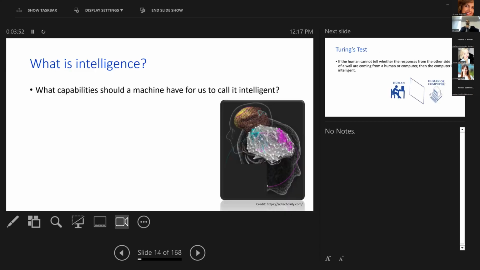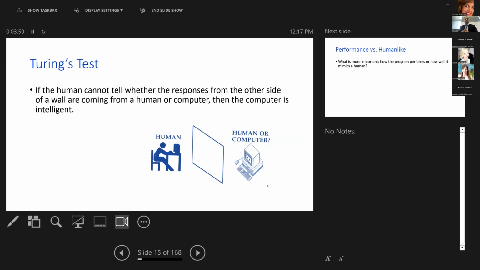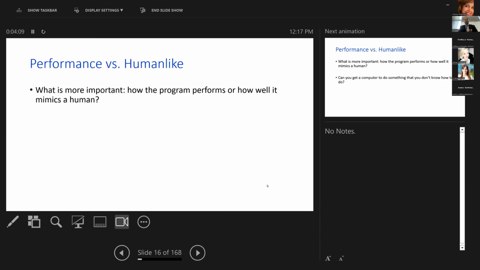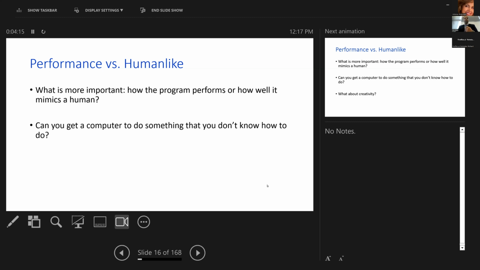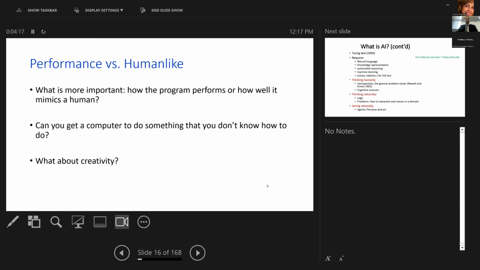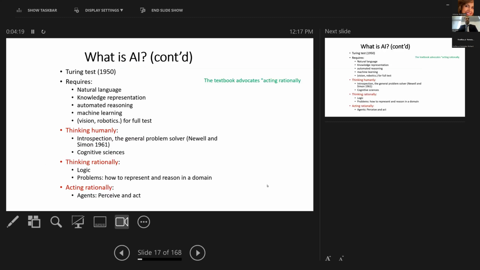So what is intelligence? Okay, so what capabilities should a machine have for us to call it intelligent? There's this test they call the Turing test. It says if the human cannot tell whether the responses from the other side of the wall come from a human or a computer, then the computer is intelligent, okay? Now, do we seek performance or do we seek human-like behavior? Can you get a computer to do something that you don't know how to do? Or what about creativity?